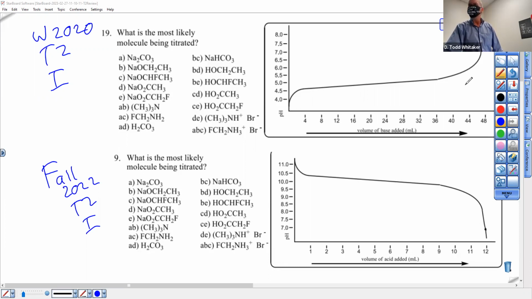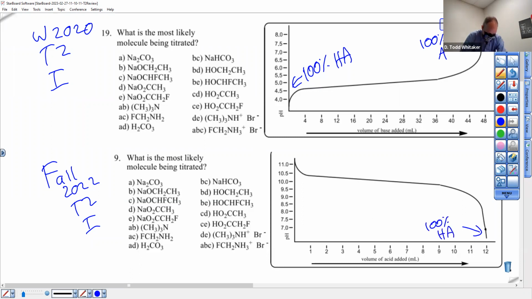If your pH starts low, what kind of a molecule do you think you start with? Acid. And at the end, you have 100% conjugate base. So HA is just a generic acid. What is the generic conjugate base? A minus. Now, in the other one, you're ending with 100% HA. You're titrating the base, right? Okay, good.